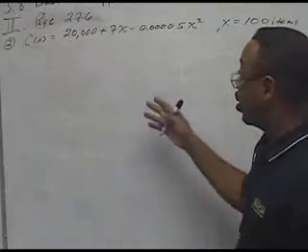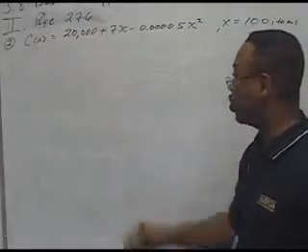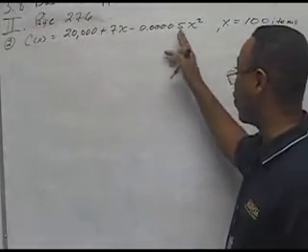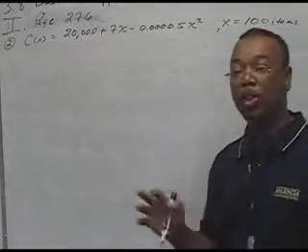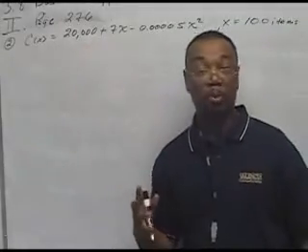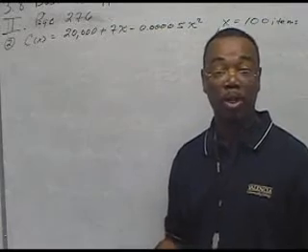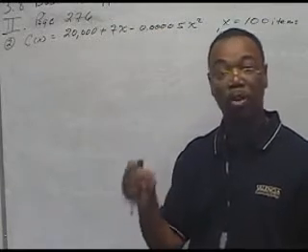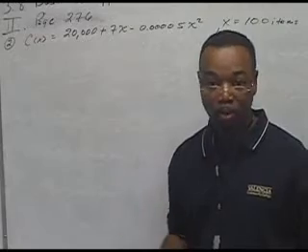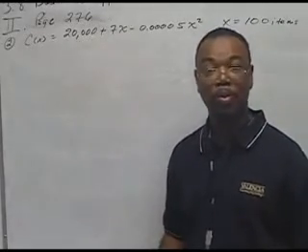Okay. Page 276, problem number 2. We're given a cost function, C equals 20,000 plus 7x minus 0.00005x squared. Now I just want to describe this cost function. The 20,000 is the startup cost. The 7x is how much it costs per item to make. To make one item, it'll cost you $7. 2 items, 14 bucks. 3 items, 21 bucks.